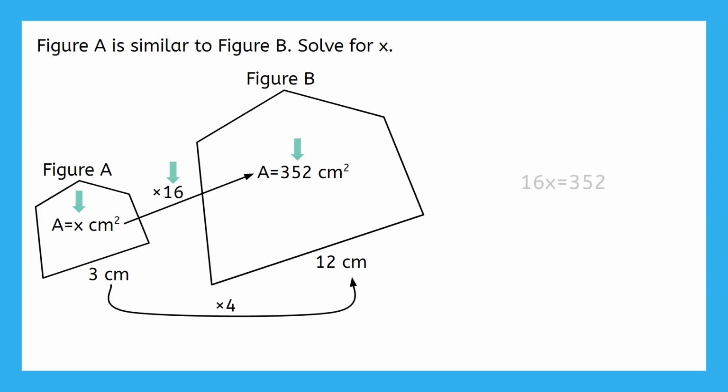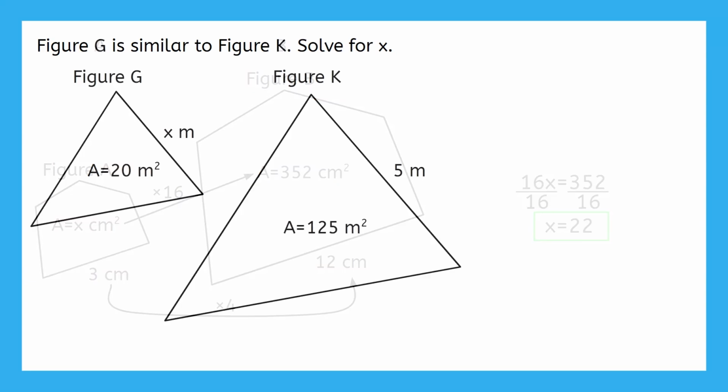Did your equation look like this? Nice job. Then we divide by 16 on both sides. We get x equals 22. Let's double check. Is this our final answer? Yep, the problem said to solve for x, so this is our final answer. Let's do one more example problem.